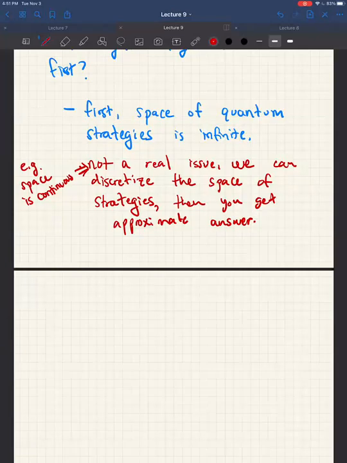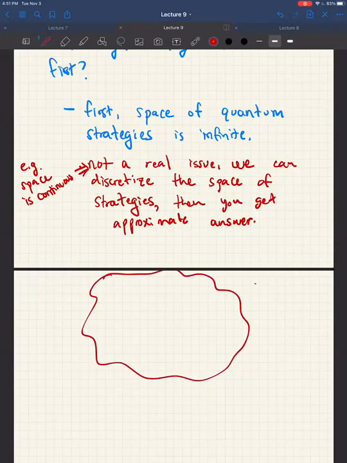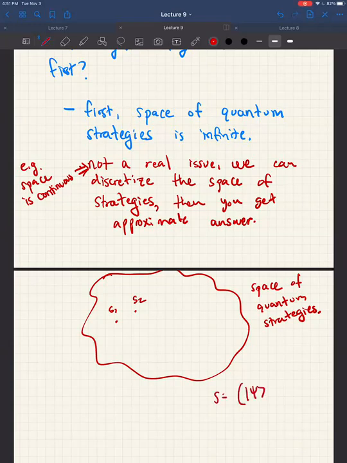So you can imagine, here's the space of quantum strategies. And there's some natural notion of distance between two quantum strategies. Let's say you had a strategy S1 here and a strategy S2 here. And just to remind you, what's a strategy? Well, it's a choice of state and choice of measurement operators for Alice and Bob. So if S1 and S2 are epsilon close, however we define closeness, then they can only differ in their winning probability by epsilon.